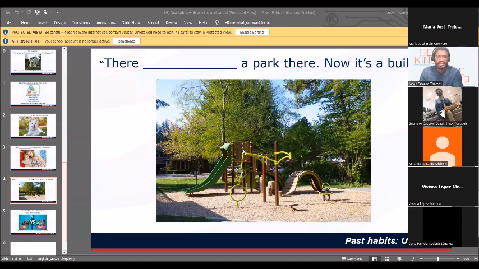Podría ser I used to go there at the park. Sí, si cambiamos el sujeto a I, sí. I used to go to a park there. Pero para there, used to be. Existía un parque aquí. There used to be a park there. Now it's a building. Building. Okay, sí. Un edificio.